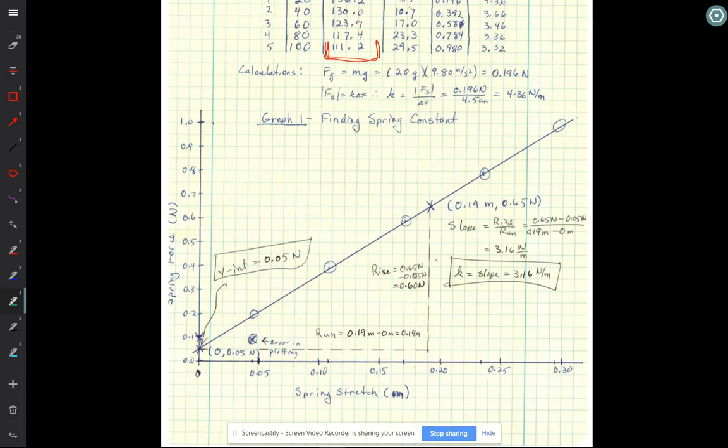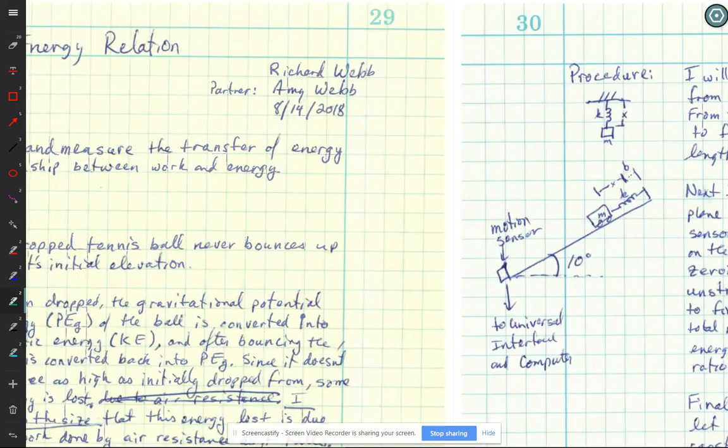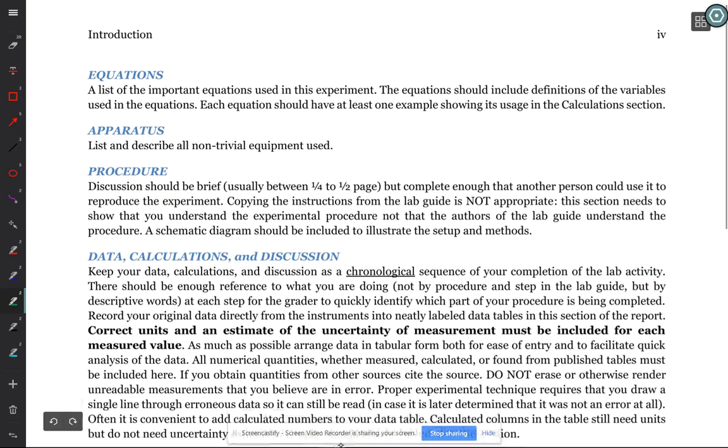Once I've identified my 2 points, I just found my slope as rise over run. You can see right there, rise over run. So that's another thing that's in the data section in many labs, not today's, but in many labs. So I just want to make sure I go over that. Let's go back to talking about the lab write-up.